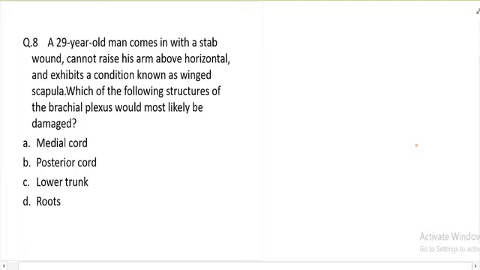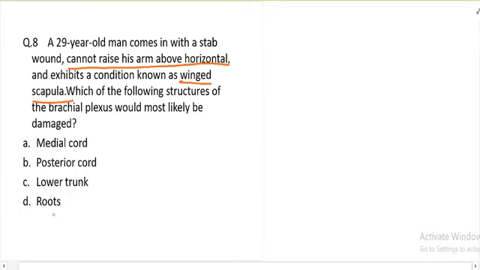A 29-year-old man comes in with a stab wound, cannot raise his arm above horizontal and exhibits a condition known as winged scapula. This winged scapula is important. Winging of scapula is there. Cannot raise his arm above horizontal is there. Okay. So which of the following structures will most likely be damaged? Medial cord, posterior cord, lower trunk and roots.